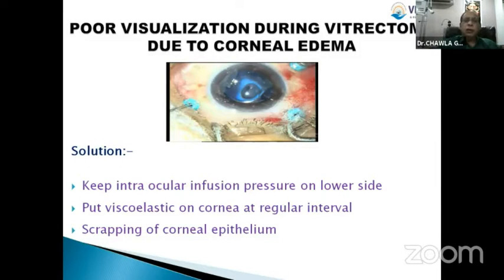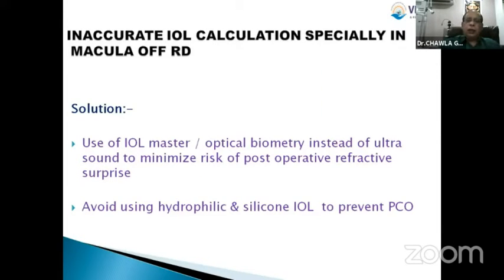During surgery, because of the longer duration of surgery, we might have poor visualization because of corneal edema. So we have to prevent this corneal edema. We can use intraocular infusion pressure on a lower side. We can use viscoelastic on the cornea at regular intervals, and if required, one can scrape the corneal epithelium to complete the vitreous surgery.